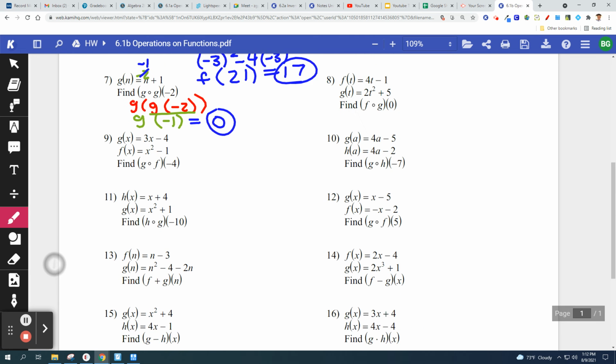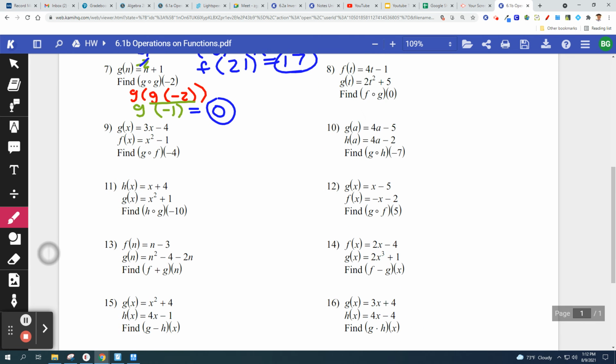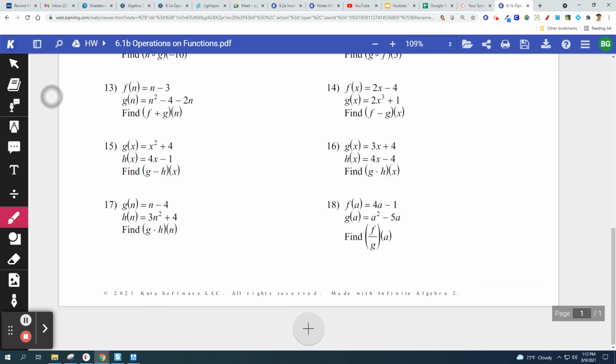Let's see, is there anything different? Yeah, that's pretty much the same thing. And then you've got some review problems down here: add, subtract, multiply, and divide. Good luck.